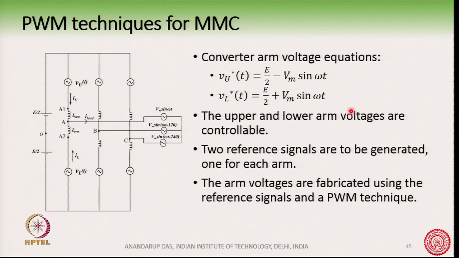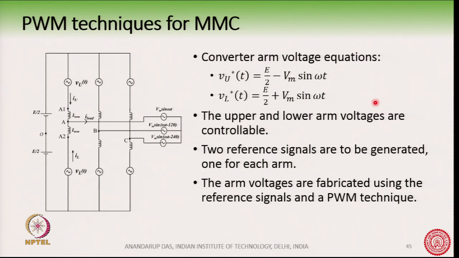For the AC to DC or DC to AC application, these are the VU star and VL star. The star indicates that these are the reference voltages. How do we get it? We get it from the main control system. For example, if it is an AC to DC rectifier, it will be based on how much P and Q. In case of HVDC application, we generally inject the P into the HVDC system. So, we will have a reference P, and from that reference P we will be able to generate the VA star, VB star and VC star for the converter.